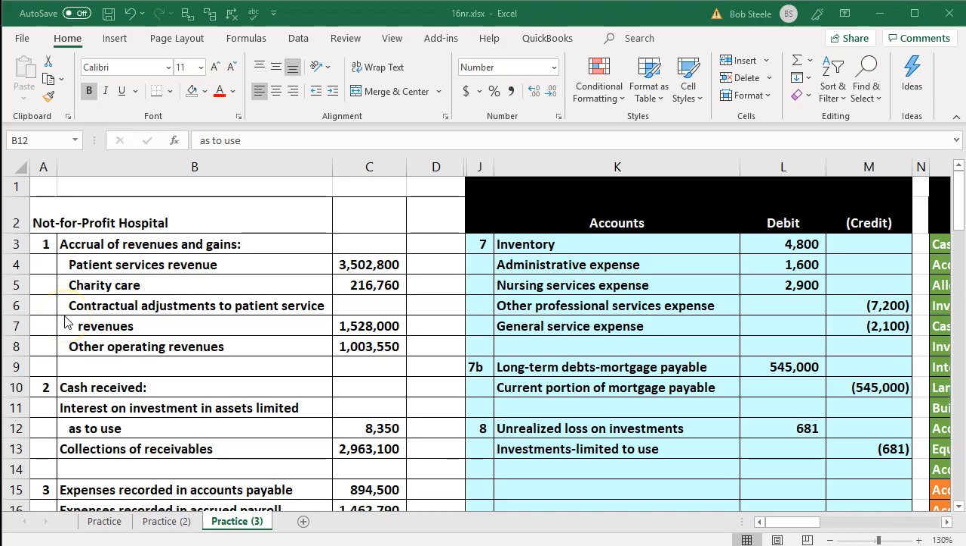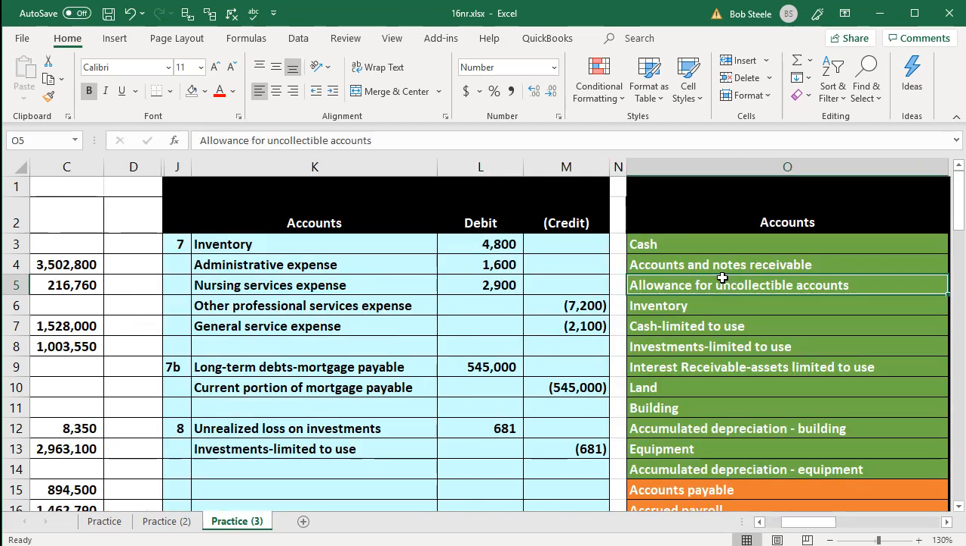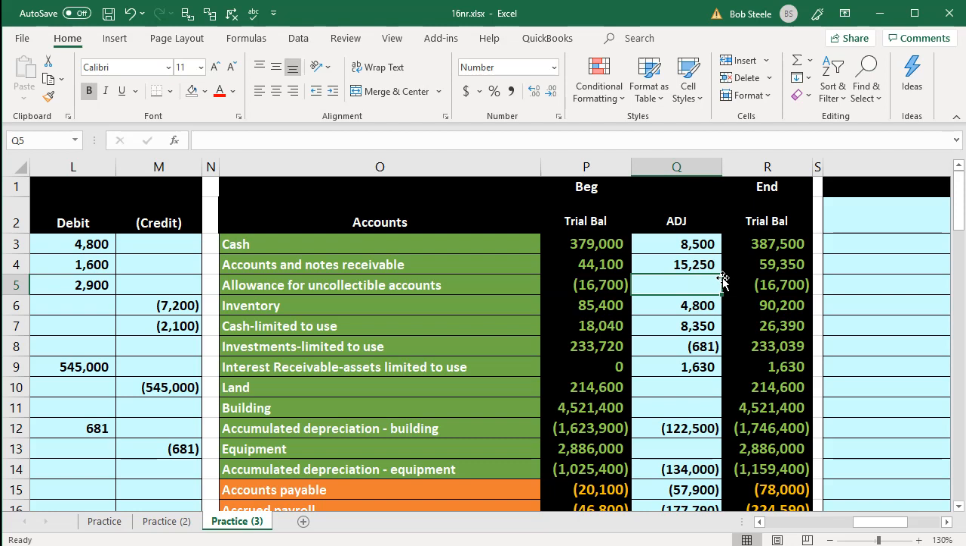In this presentation, we will continue on with our comprehensive problem related to a not-for-profit hospital. We're going to have the information on the left-hand side. We've been entering that information into the blue area on the right side, including journalizing the journal entries into the general journal, then posting those transactions to our trial balance worksheet.